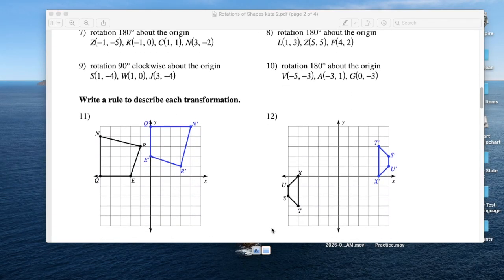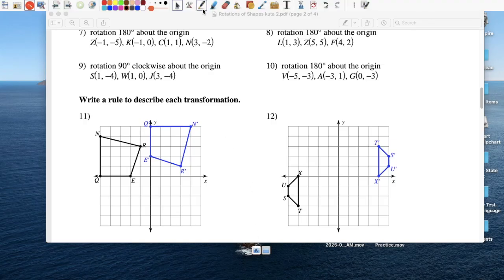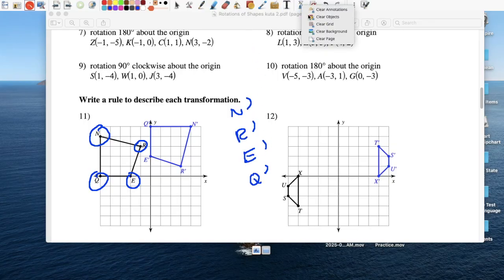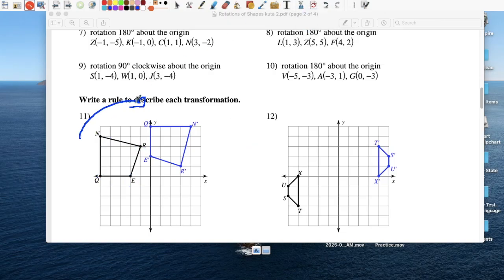So write a rule for each transformation. Okay, so let's look at here. You can tell which one is the original. The originals don't have a prime, so here, if you look at this, N, Q, E, R, they don't have prime, but these ones, they all have prime. Meaning N prime, R prime, E prime, and Q prime. So you can clearly tell that it went from this guy, and it went that way.